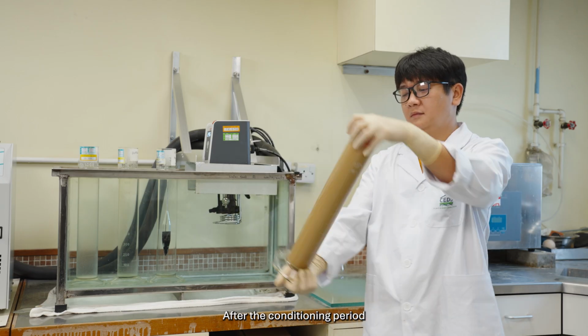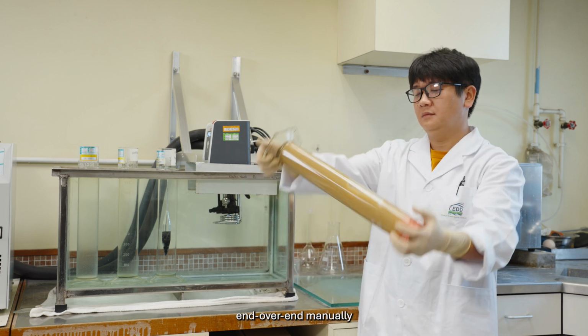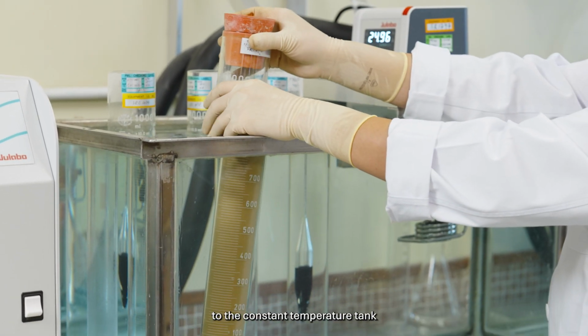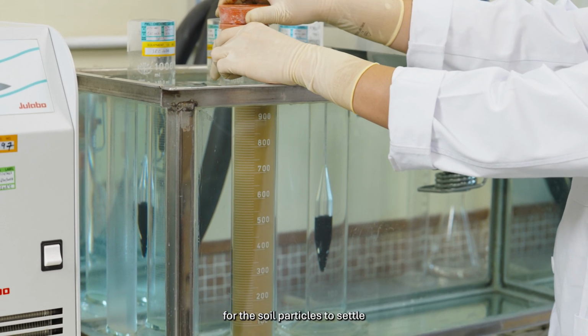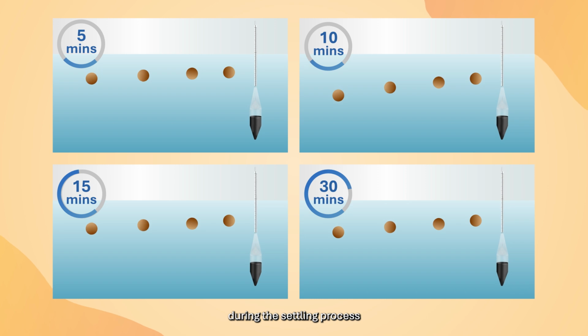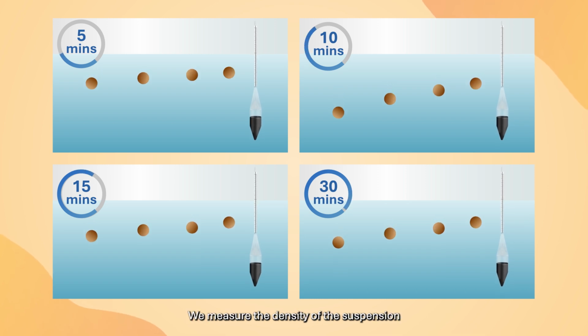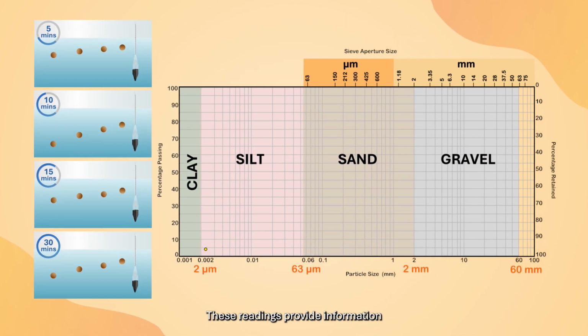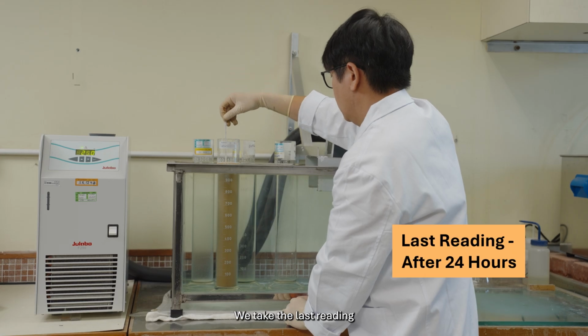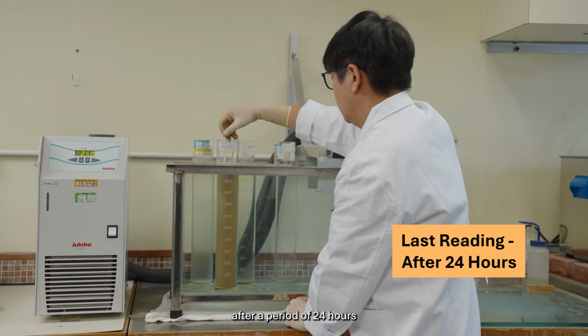After the conditioning period, we shake the suspension end over end manually. Then we put back the suspension to the constant temperature tank for the soil particles to settle. At specified time intervals during the settling process, we measure the density of the suspension by a hydrometer. These readings provide information on the settling behavior of the soil particles and allow the particle size distribution of the soil to be determined by the sedimentation theory. We take the last reading after a period of 24 hours.